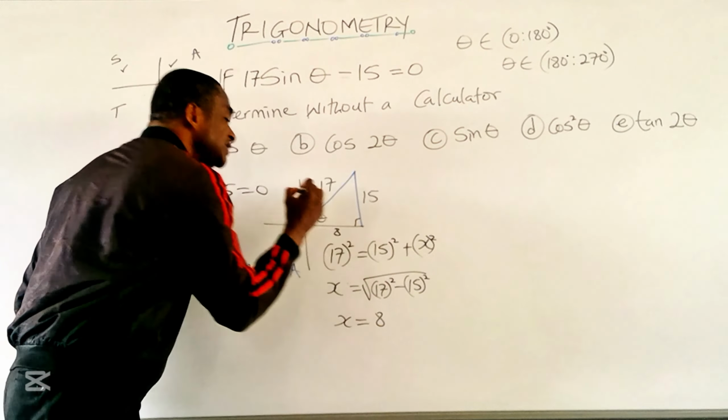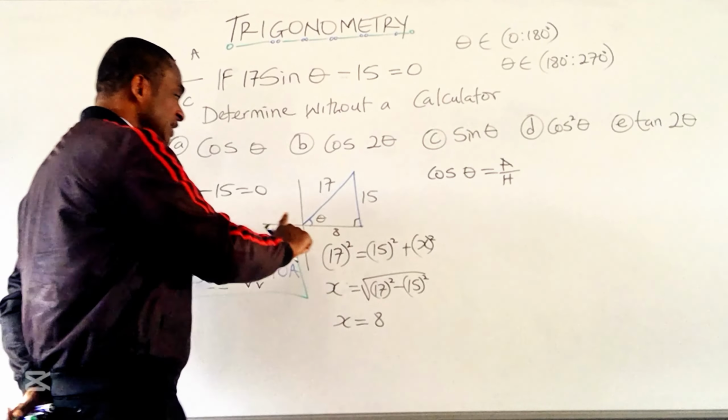Then we can work around using our SOH CAH TOA to get whatever we want, as well as applying trigonometric identities in the process. Now let's go to the first question. They want us to determine without a calculator the value of cos of theta. If sine of theta is this, cos of theta, remember, is gotten with adjacent over hypotenuse. So we have adjacent over hypotenuse giving us cos of theta.